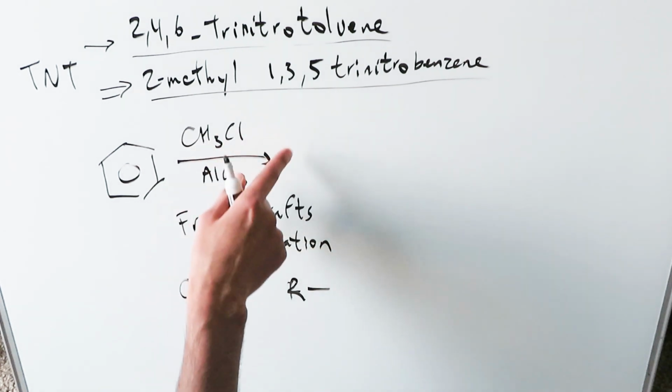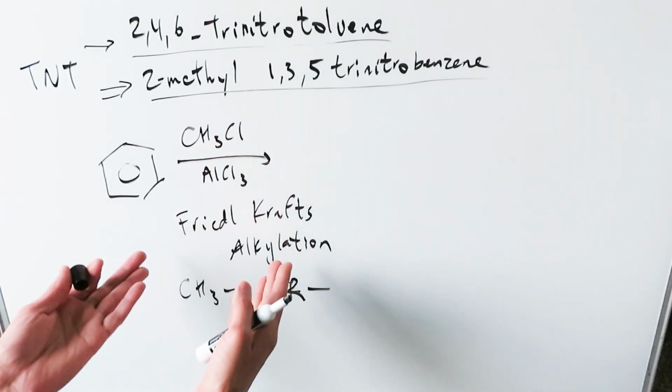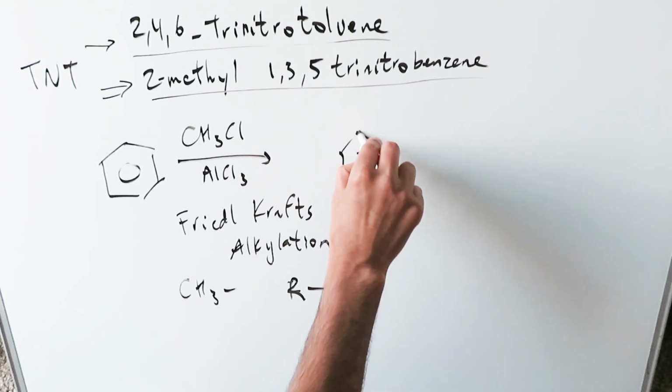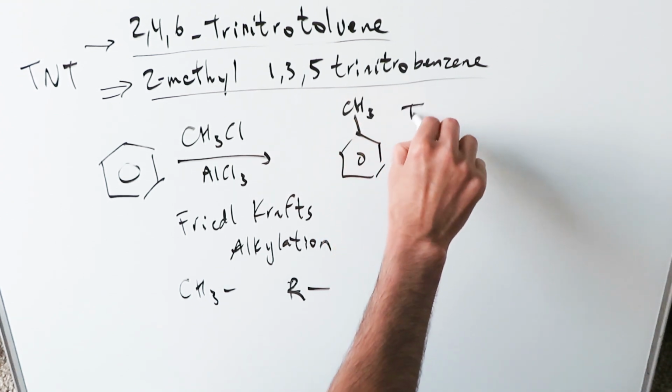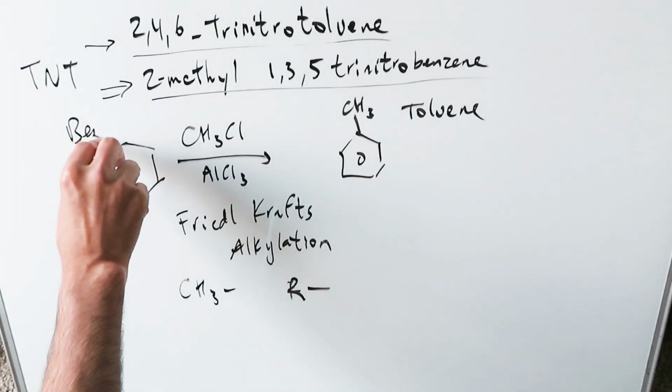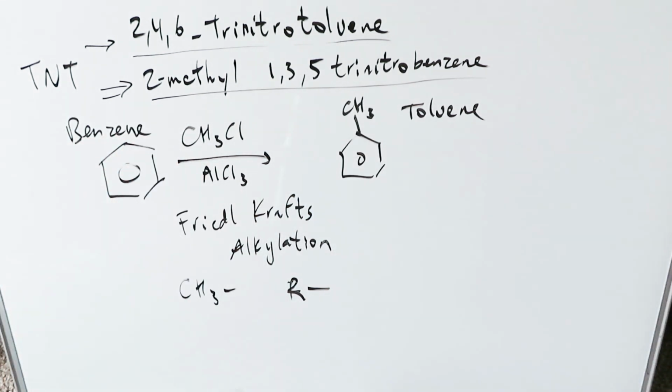You're looking here at CH3Cl, AlCl3. It's a Lewis acid, and you'll add to your benzene ring very easily as here, and giving you what your compound will now become: toluene. Starting here from benzene, now you're at toluene, and that's where we are.